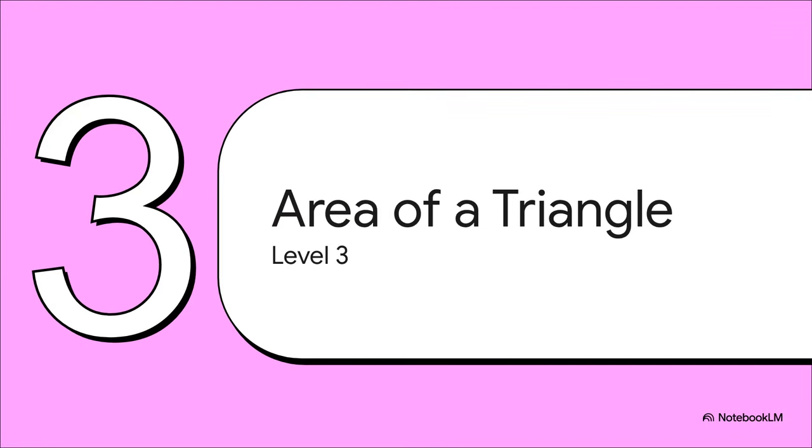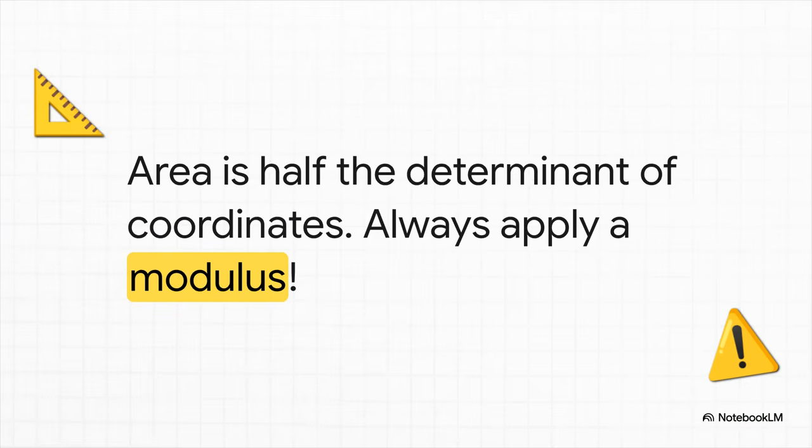All right, time for level 3, area of a triangle. So if you've got the 3 coordinate points of a triangle, you basically just set up a 3x3 determinant. Column 1 is your x coordinates, column 2 is your y coordinates, and column 3 is just filled entirely with 1s. Multiply the whole determinant by a half. But listen, here's the absolute most important part. You literally have to apply a modulus. A determinant can absolutely evaluate to a negative number, but physical area can never be negative. So those absolute value brackets are non-negotiable.